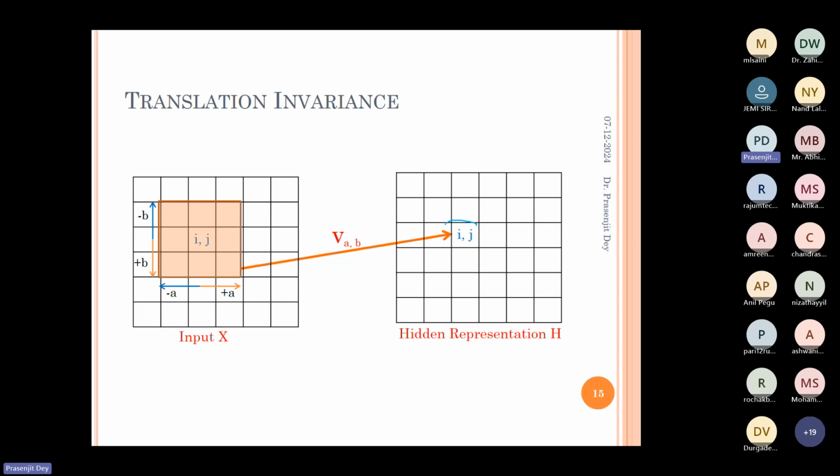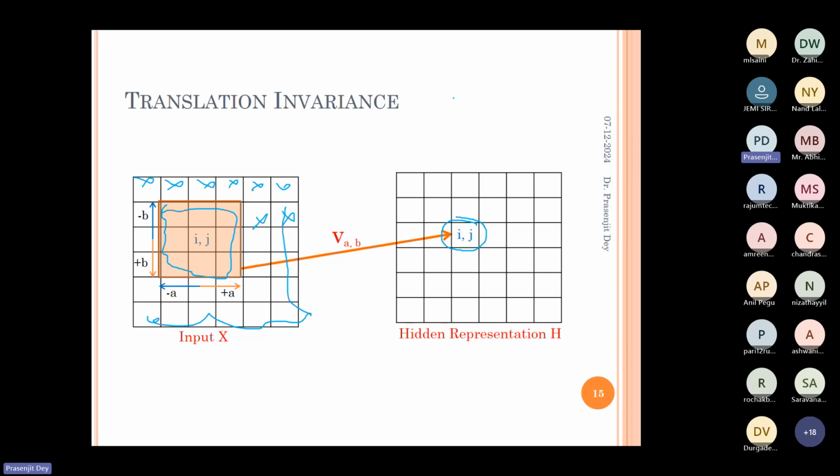For the computation of this hidden node value, I am considering only these input nodes. I am not considering the non-neighborhood pixels. I am ignoring these pixels. So that is another advantage of convolution neural network over multilayer perceptron. We are ignoring the non-neighborhood pixels while computing the value of the hidden node.